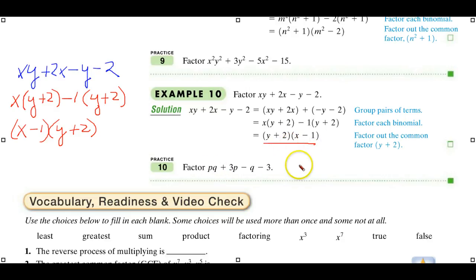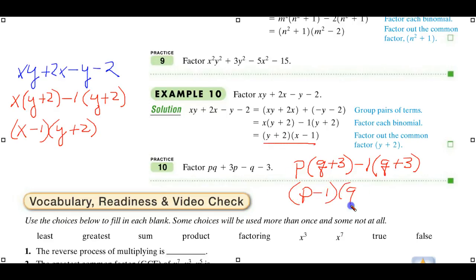Doing this one, you're going to take out a common p and get q plus 3. And then for the last two, you take out a common -1 and get a q plus 3, where you reverse both signs by taking out a -1. So p minus 1, q plus 3. And you did so by factoring by grouping.